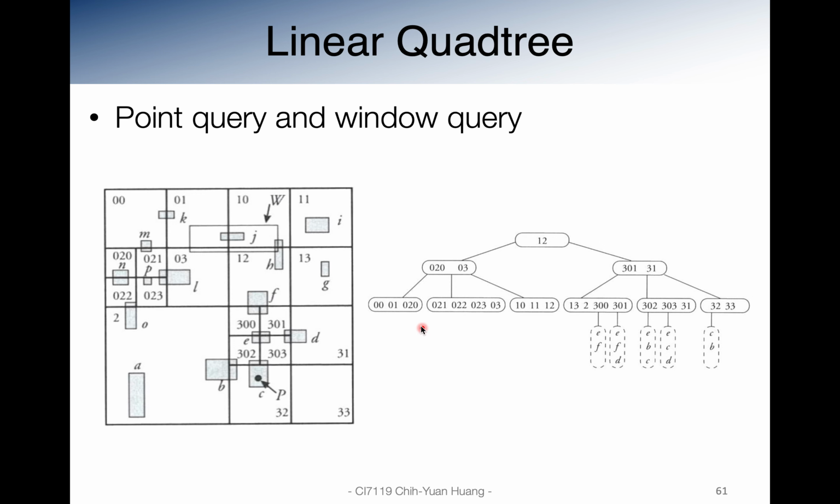That means all the data here containing 0, 1, 0, 2, 0, 0, 2, 1, 0, 2, 2, 0, 2, 3, 3, 0, 3, 1, 0, 1, 1, and 1, 2. So all the data over here will be retrieved to compare with this window. As you can see, from the one-dimensional order point of view, that's the range query that we will have.